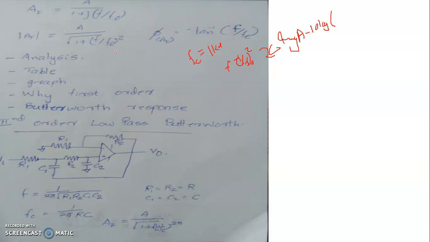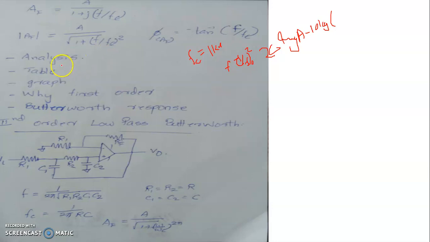Next point about phase difference. For low frequencies, the phase difference is 0 or negligible. As frequency increases, the phase difference also increases. At Fc, the phase difference is 45 degrees. If the frequency increases beyond Fc, the phase difference between output and input will be rapidly tending to 90 degrees.